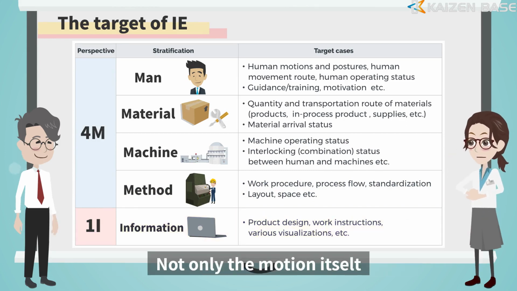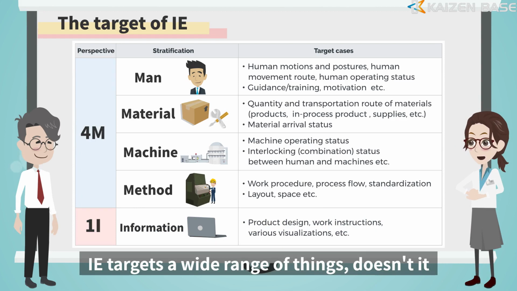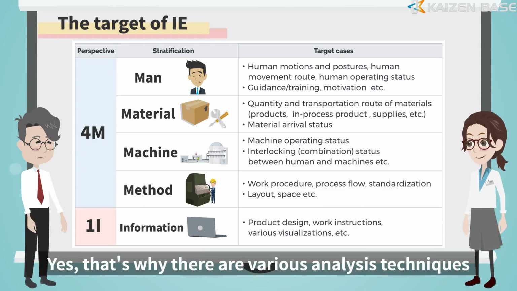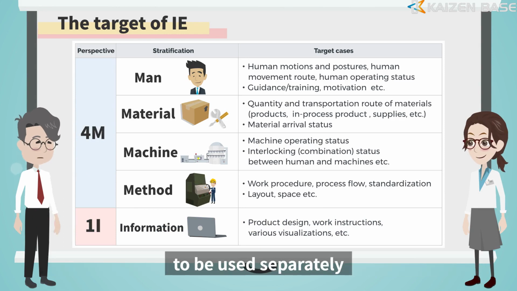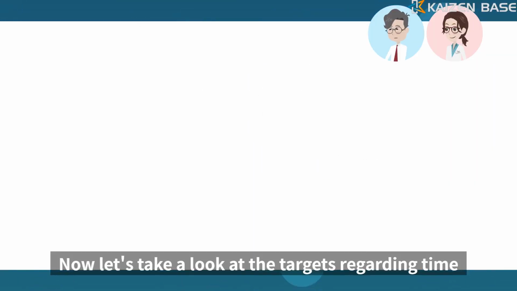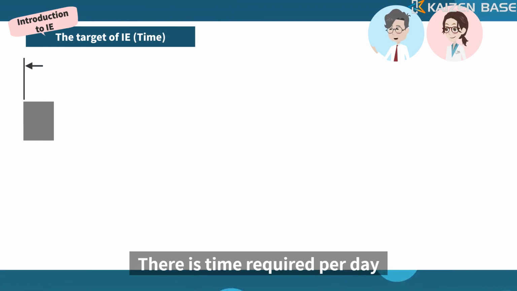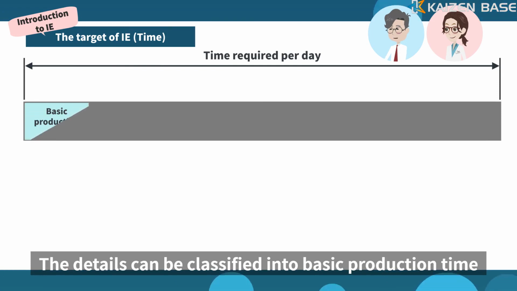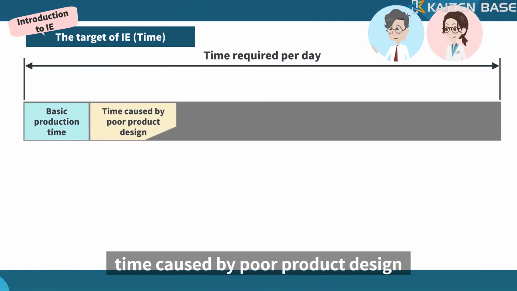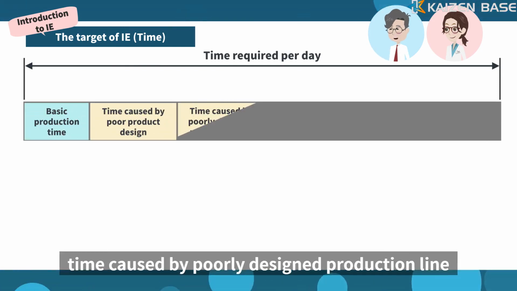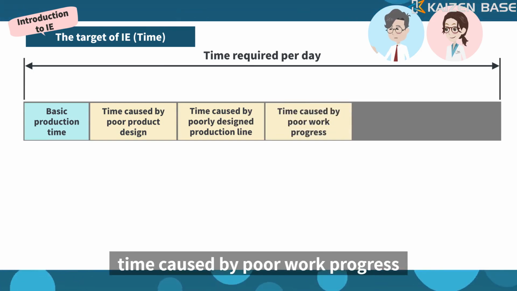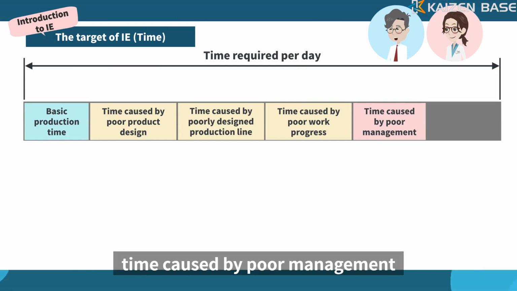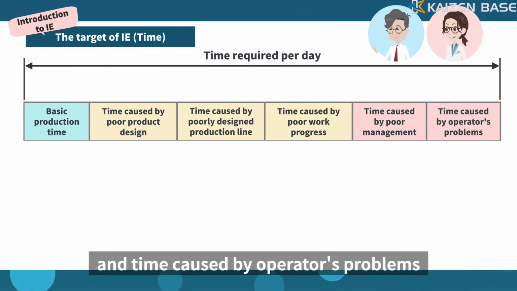Not only the motion itself, IE targets a wide range of things, doesn't it? Yes, that's why there are various analysis techniques to be used separately. Now let's take a look at the targets regarding time. There is time required per day. The details can be classified into basic production time, time caused by poor product design, time caused by poorly designed production line, time caused by poor work progress, time caused by poor management and time caused by operators' problems.